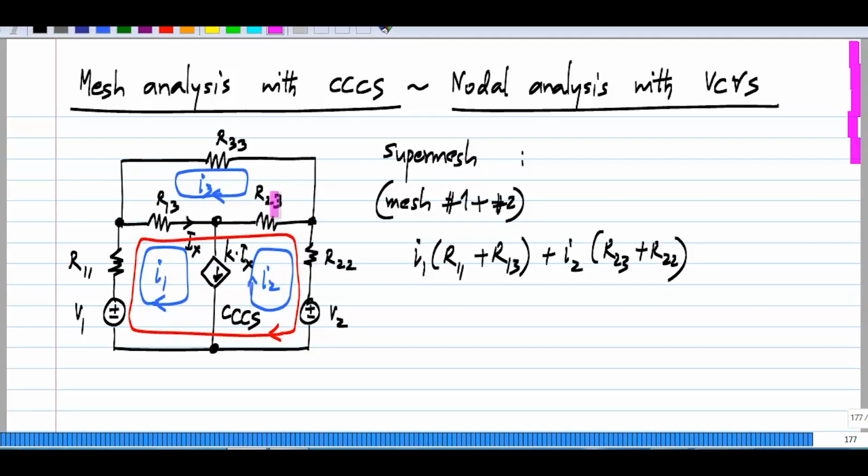The actual current through R23 is I2 minus I3. What I am pointing out is that I2 flows through R23. There is an additional mesh current in the other direction through R23 as well. And I3 goes through R23 and R13 in the opposite direction. So we'll have minus I3 times R13 plus R23. And this whole thing equals the voltage rise, which is V1 minus V2. So this is the equation for the super mesh.